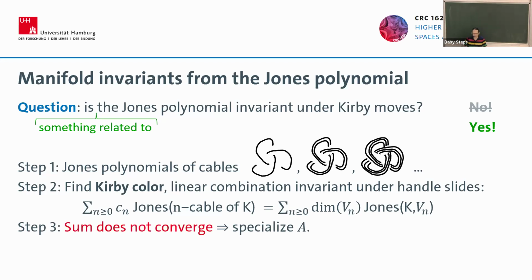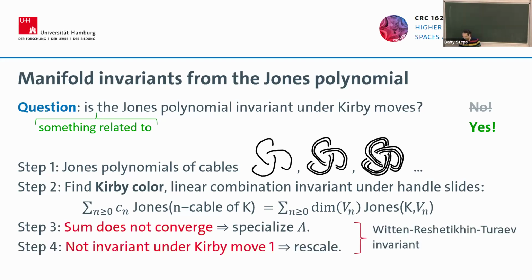And then there's a trick. One can specialize this parameter a to a particular complex number, to a root of unity. And then it turns out one can make the sum finite. And then one runs into a second problem. So then one has a finite sum and it's constant under the second Kirby move, but it doesn't satisfy the first Kirby move. However, then there's another trick one can do, because the failure is an invertible scalar and you can just multiply by the inverse and fix that. And if you do both of these fixing steps, you obtain the Witten-Reshetikhin-Turaev invariants, which were developed in the 90s, based on the Jones polynomial.